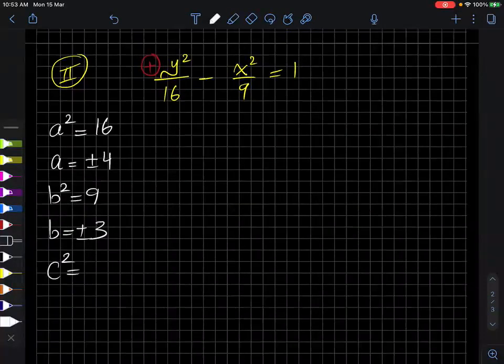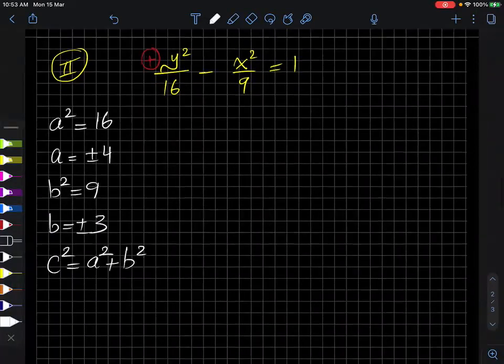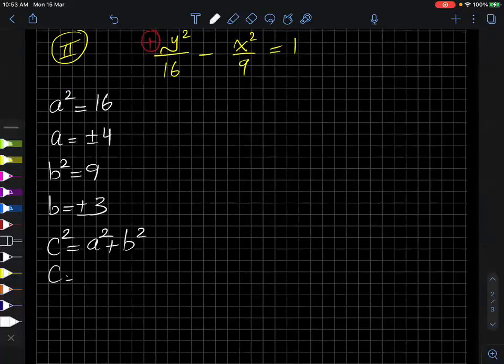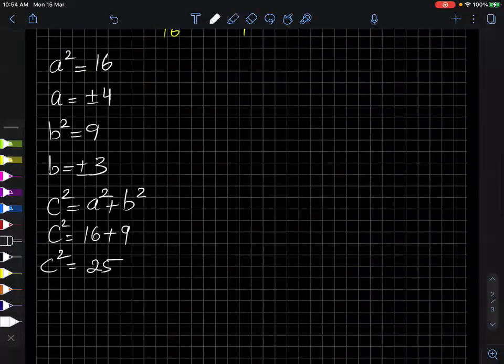Quickly find the equation of the hyperbolas. For the foci, c squared is a squared plus b squared. So c squared equals 16 plus 9, which is 25. C equals 5. So c is plus or minus 5. Okay, now we have 3 steps till now: a squared, b squared, c squared.